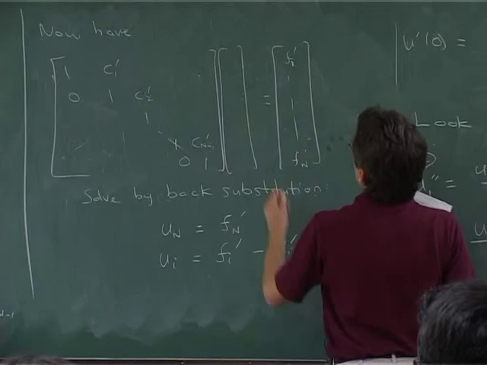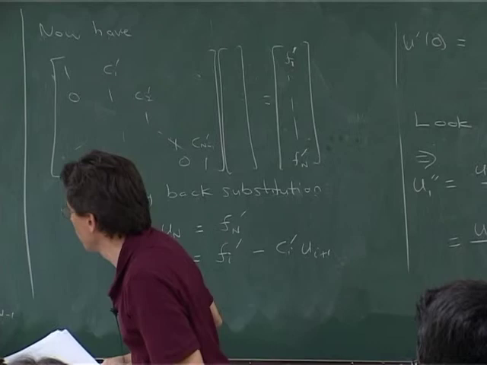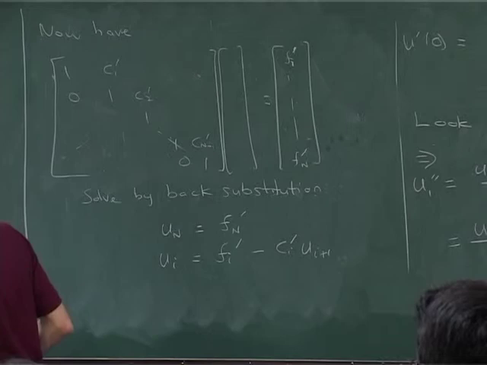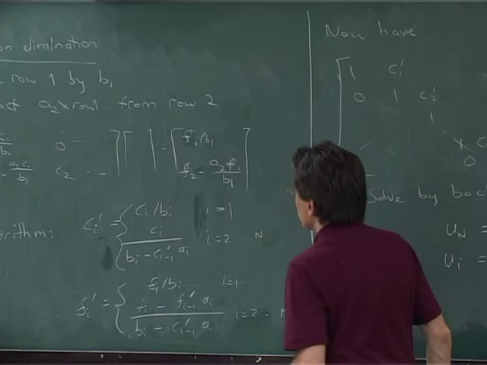But this is only up to I is equal to N minus 1. Here. Yeah, okay. That should be N. Right, that's just up. But you already know the value in the boundary.